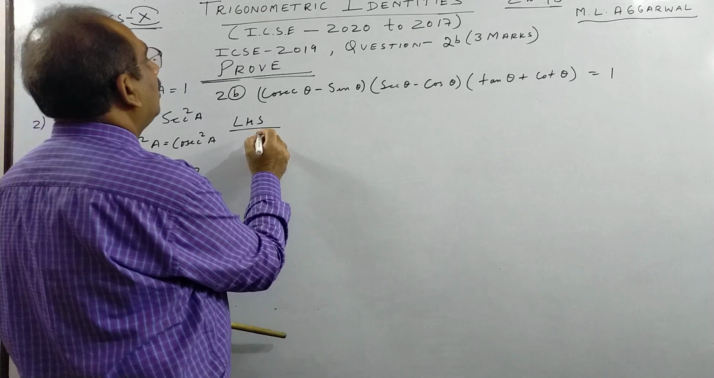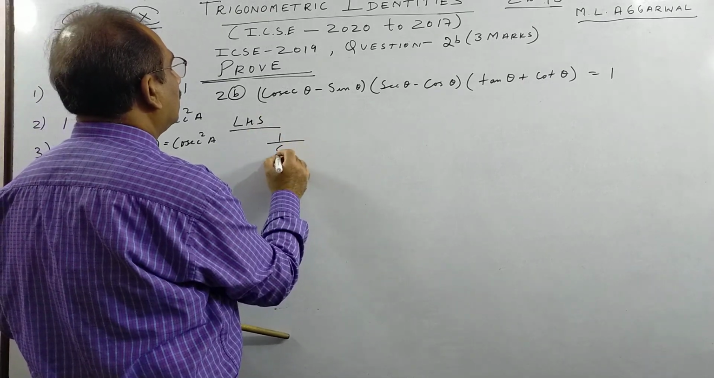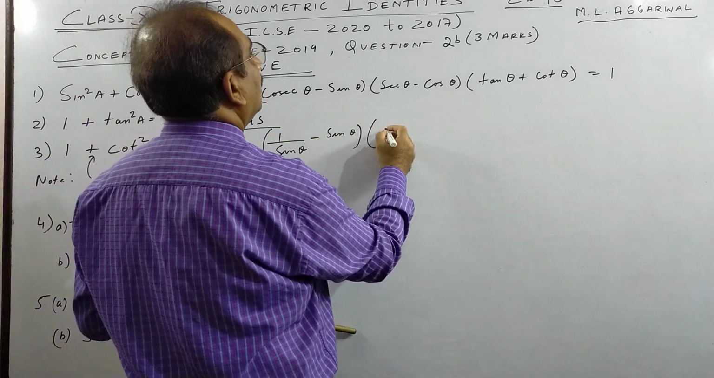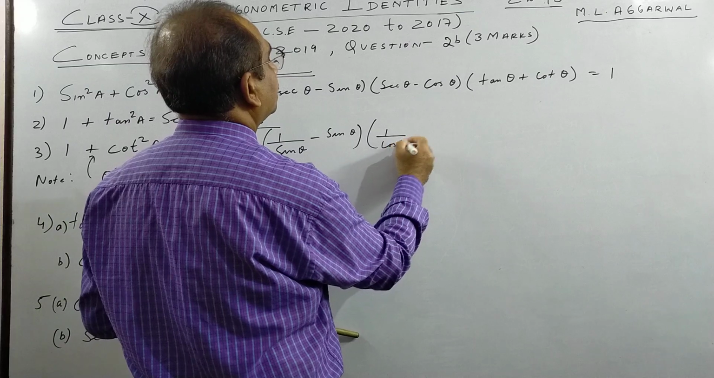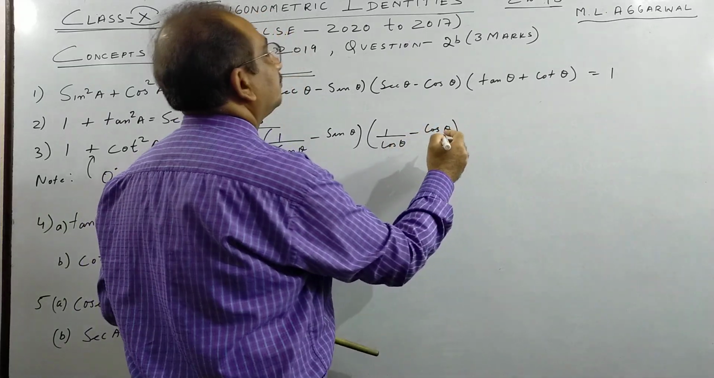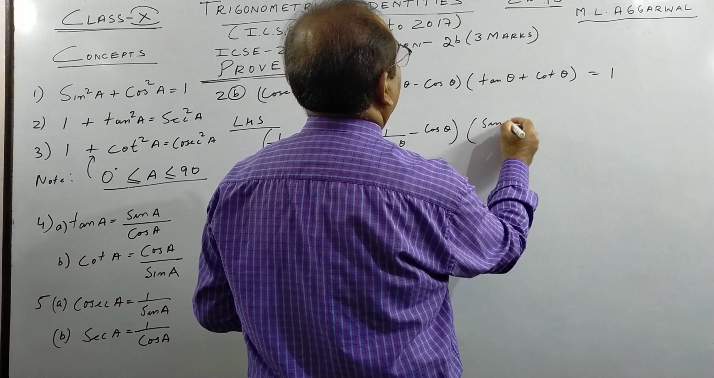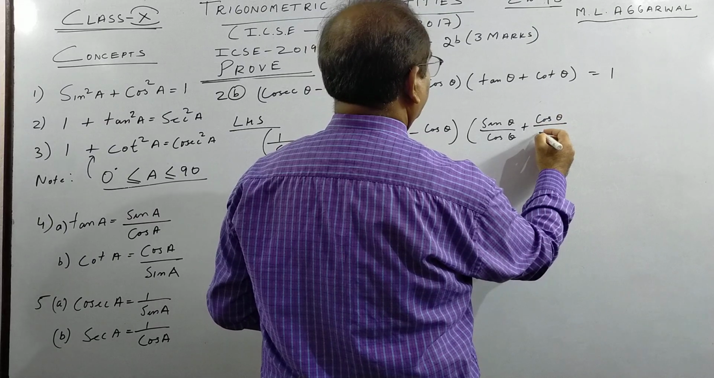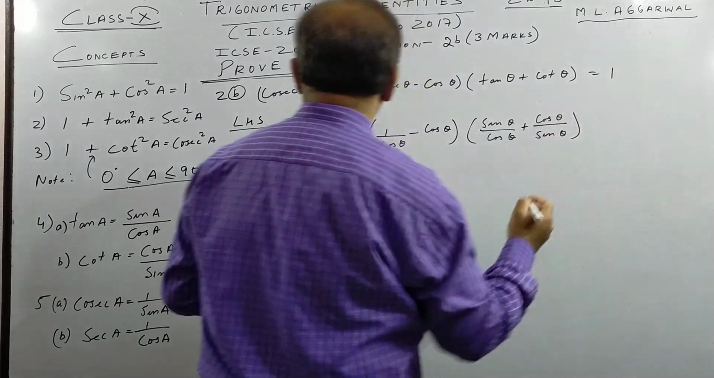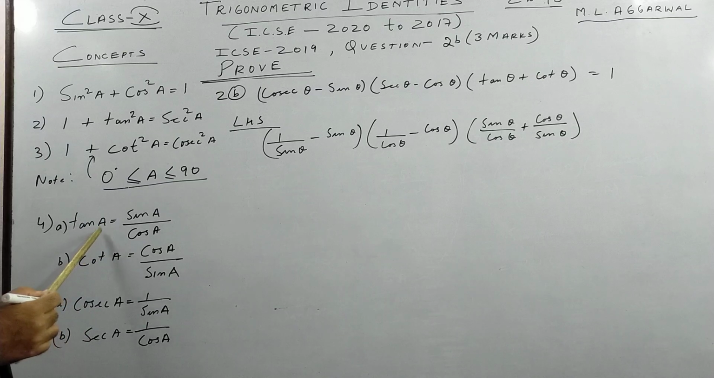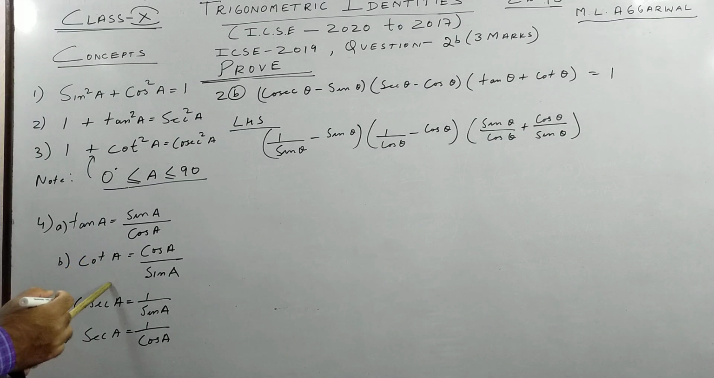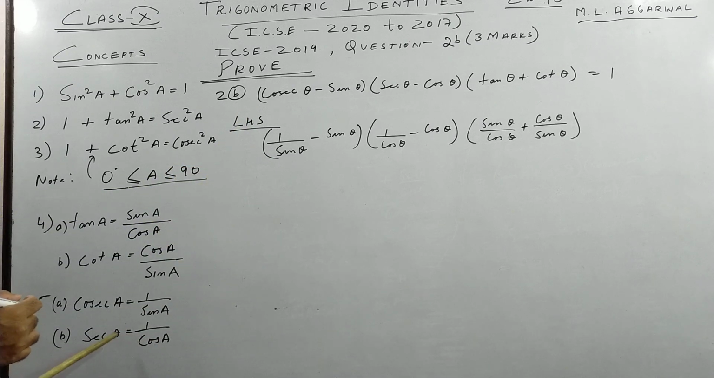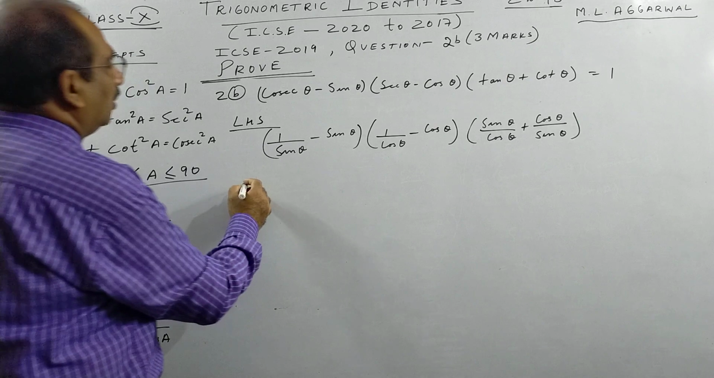So cosec, you know, is 1 by sine, minus sine. Sec is 1 by cos, minus cos. Tan theta is sine theta by cos theta. Cot is cos theta by sine theta. So see here, tan and cot, and as you know, cosec I have written as 1 by sine, sec as 1 by cos. So let us take the LCM.